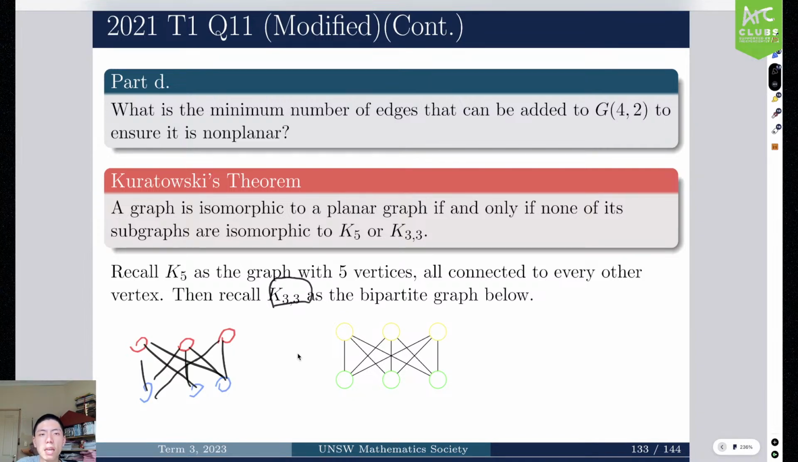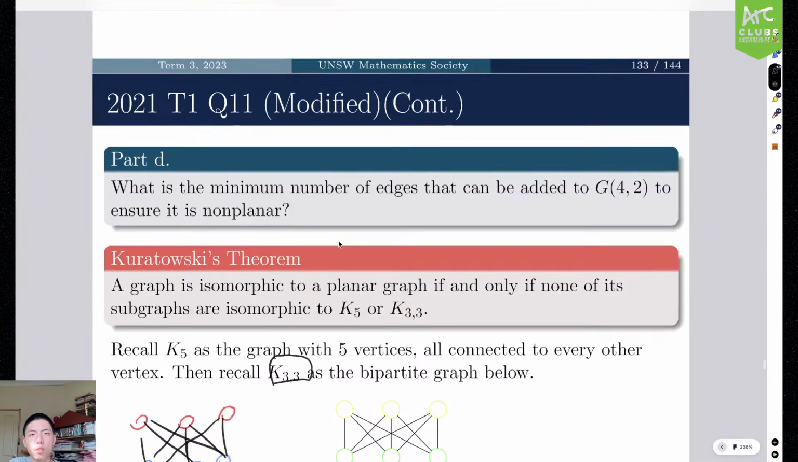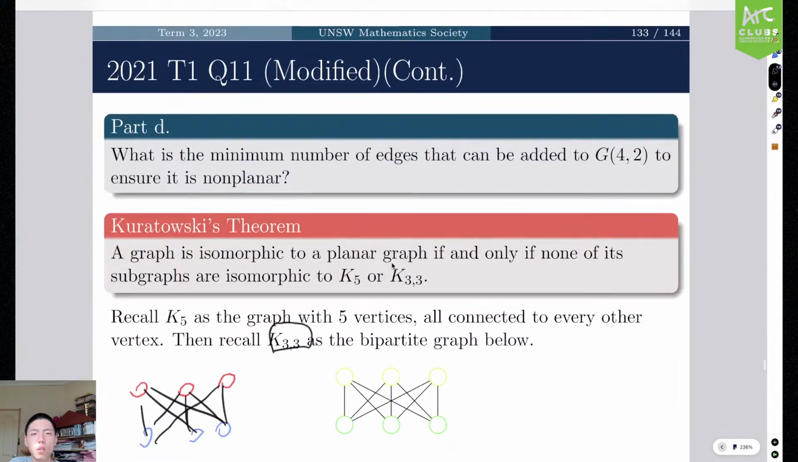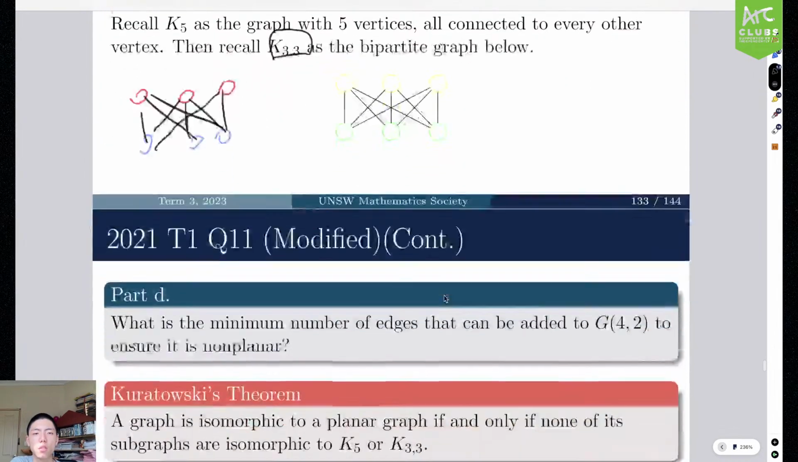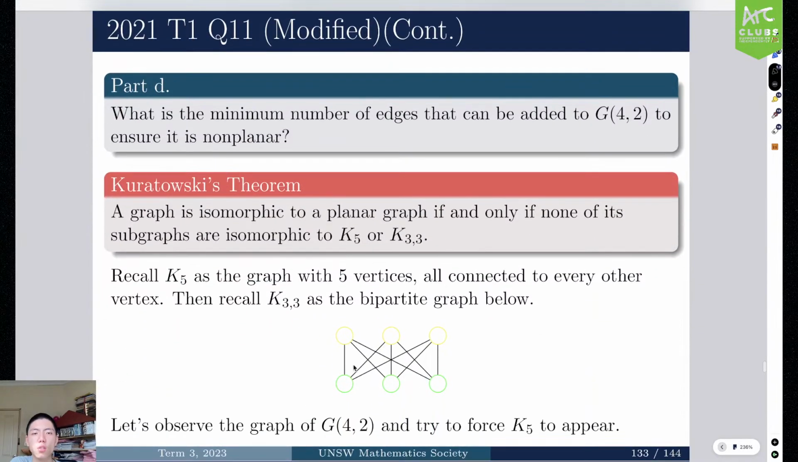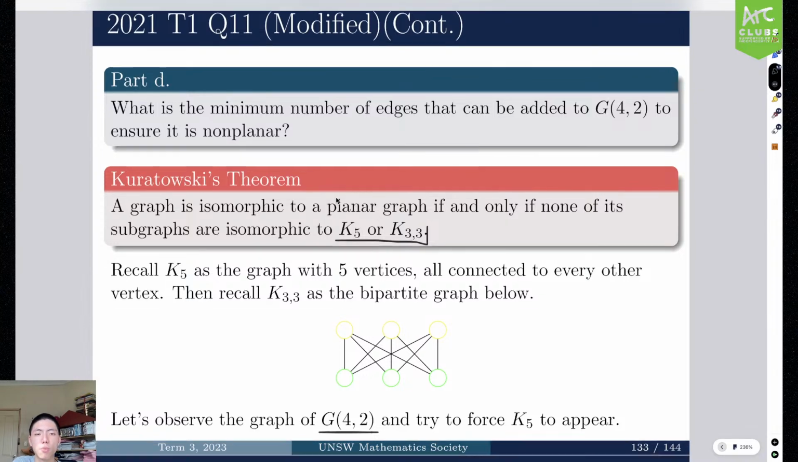If it is possible to make a subgraph inside this mesh that is isomorphic to either K5, which is this, or K3,3, then we can make it non-planar. So we want to add edges to G42 to try to make it so that we can use Kuratowski's theorem, so that we have K5 or K3,3 appear as a subgraph.